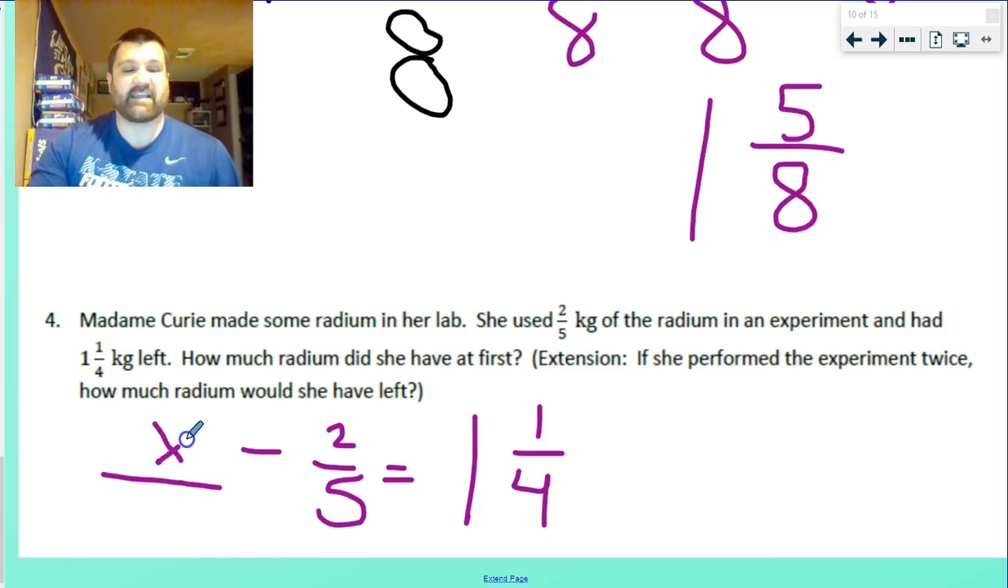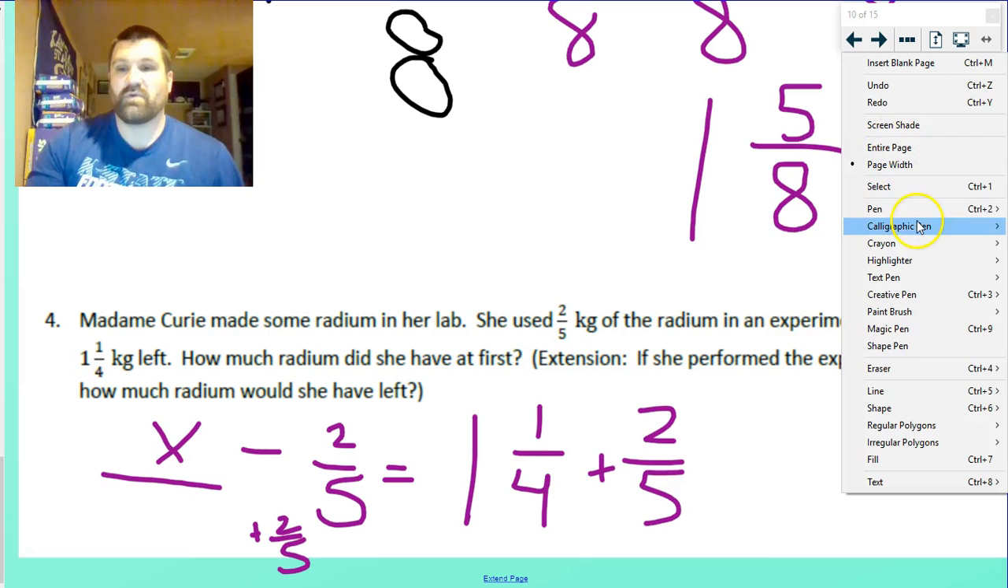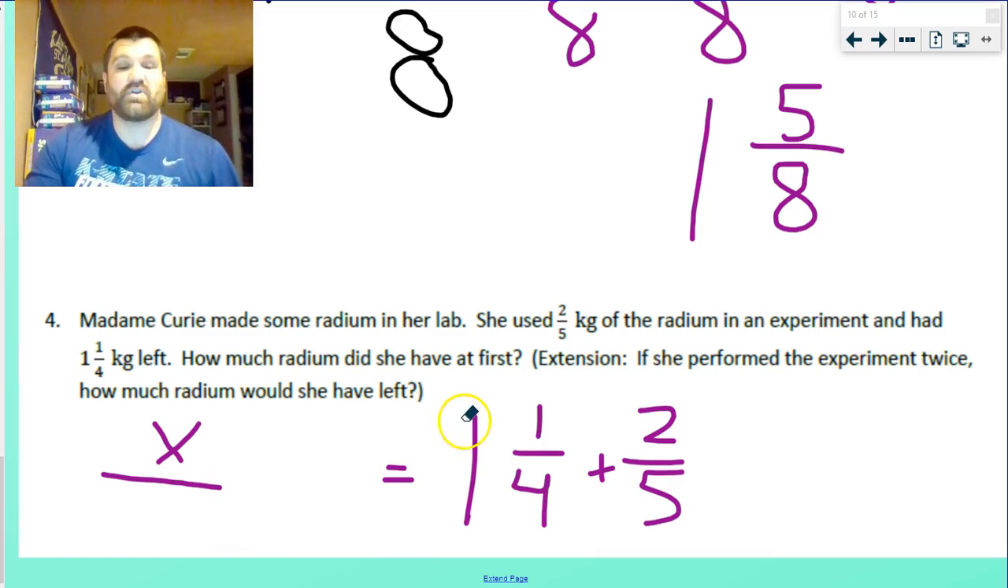Let's just say it's x. Well, remember, we want to get it by itself. And how do we get this by itself? We want to get rid of this. Well, we're going to add 2/5, right? And what you do on this side, you got to do on this side. So we basically are saying that you are learning algebra and you don't even know it. So x equals 1 1/4 add 2/5. Okay? It's easy. So now all we have to do is add it, right?